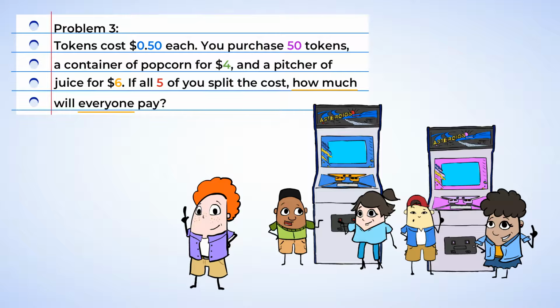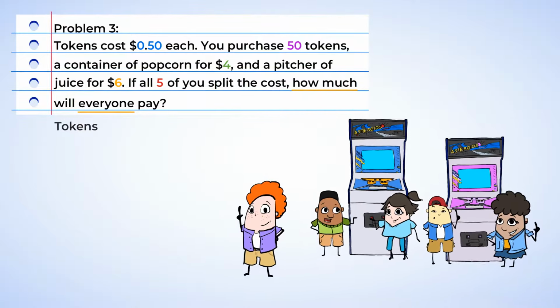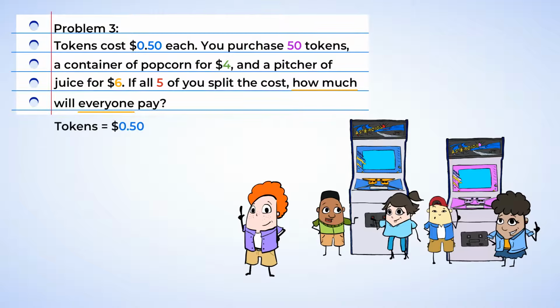Now let's start by setting up the equation. First, we need to find the cost of everything. Tokens cost 50 cents and you bought 50 tokens, and that means we're going to multiply 50 by 0.5. And next, we're going to add in the cost of the popcorn and the juice, and then we're going to divide all of that by 5. Oh, but wait, before we can divide by 5, we need to put parentheses around it to make sure it is solved first. Yeah, good idea. And then the total can be divided by 5.